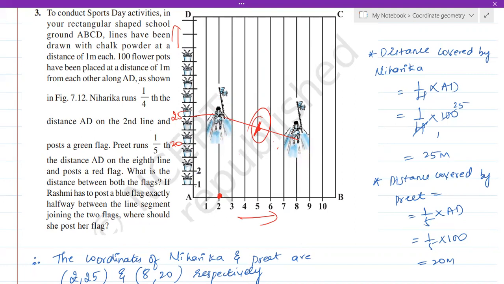If you take the horizontal as the x-axis and the vertical as the y-axis, in the horizontal she is at the second column, so therefore 2 comma, now what is the distance that she has covered parallel to y? That is given in the question, 1/4 of AD. AD is 100, so 1/4 of AD will become 25. So we got the coordinates of Niharika as 2 comma 25. Similarly, we got the coordinates of Preet as 8 comma 20. Once we have the coordinates, we can easily use the midpoint formula and find the answer.